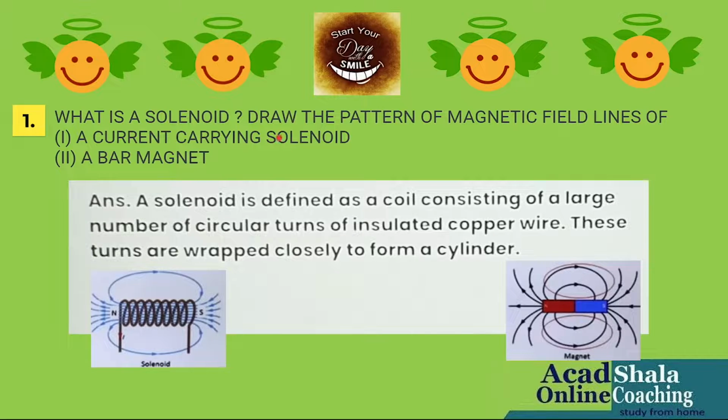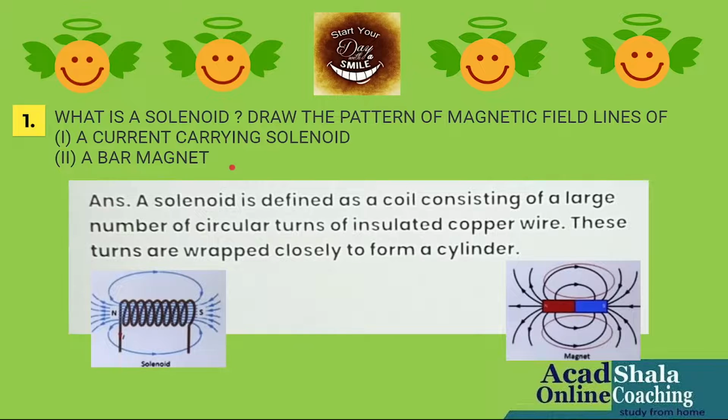The first question says, what is a solenoid? Draw the pattern of magnetic field lines of, first part, a current carrying solenoid, second part, a bar magnet. Now students, before doing this question, something should come in your mind, the concept which we have studied. You should visualize the diagrams and then go for the question to answer it.